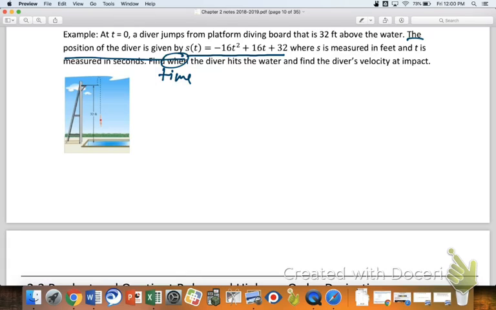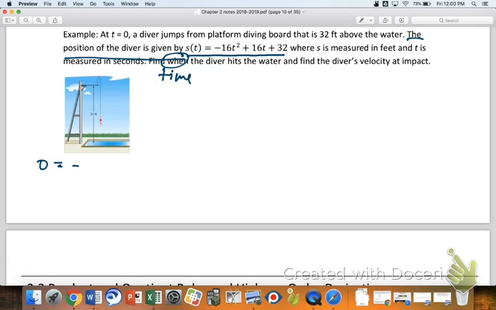Any ideas on what we could do to find the time when the diver hits the water? Like one step to kind of get us started off? What do you think, Kayvon? Could you put the position at 0 and solve for t? Yes, that's exactly it. Does his strategy make sense? So if the diver starts off 32 feet above, when the diver hits the water, it's going to be a height of 0. I think that makes a lot of sense. Let's do that. So I'll do that over here.